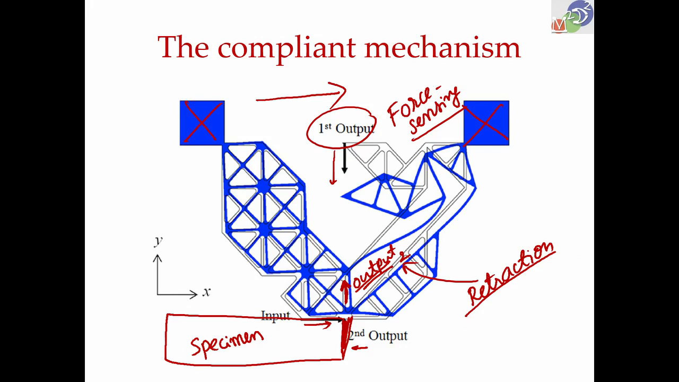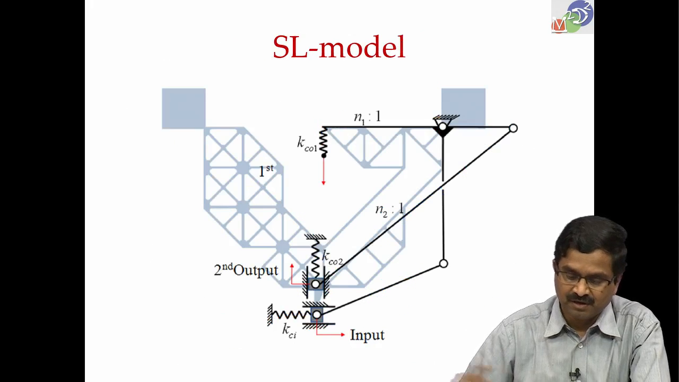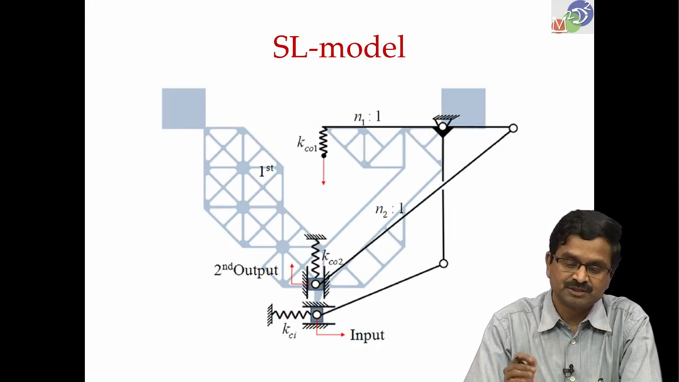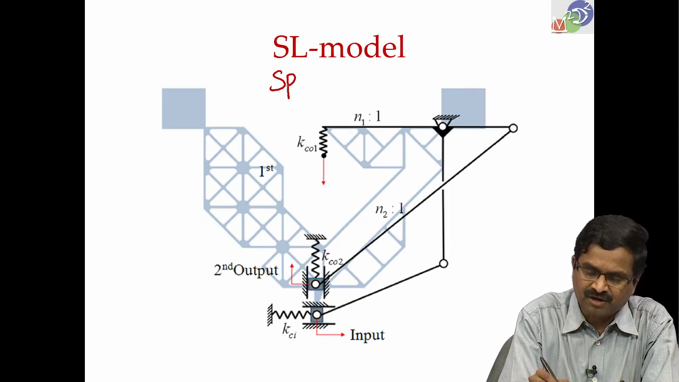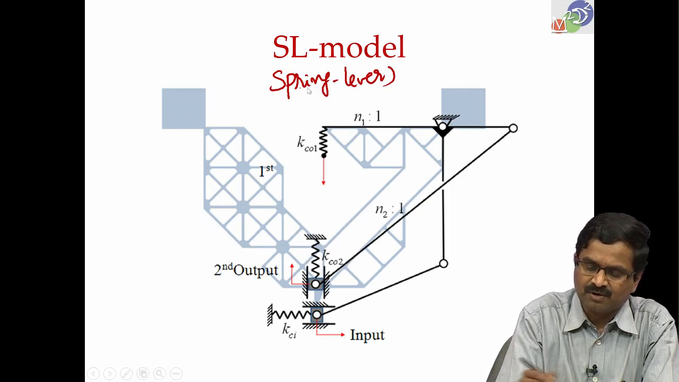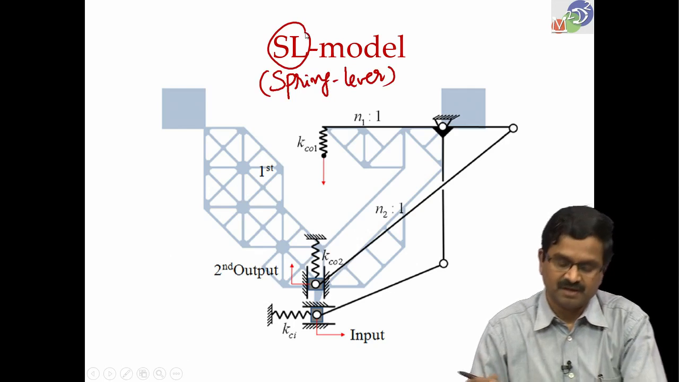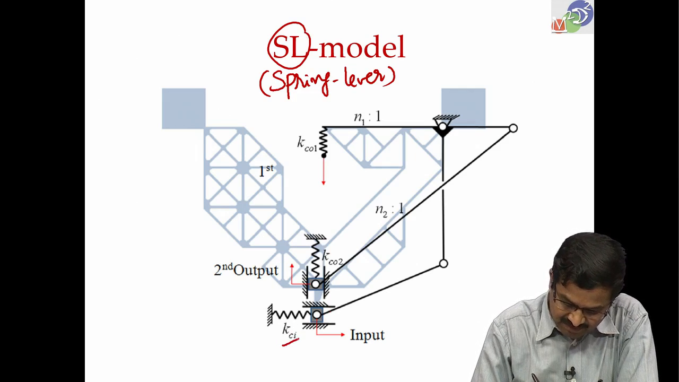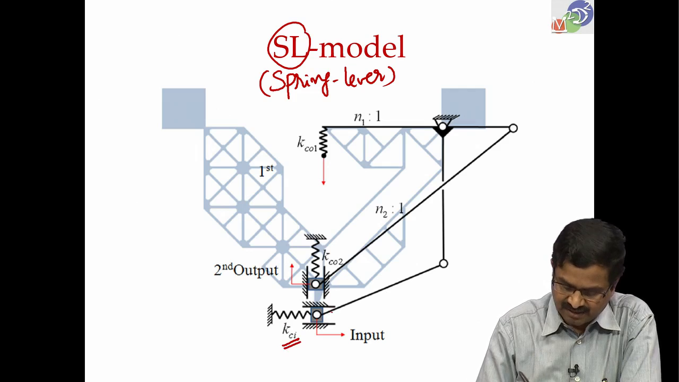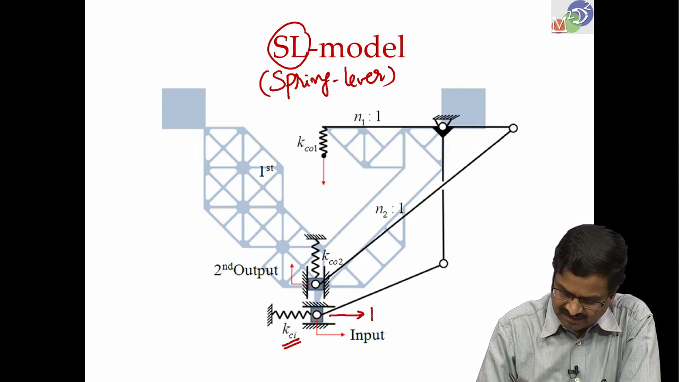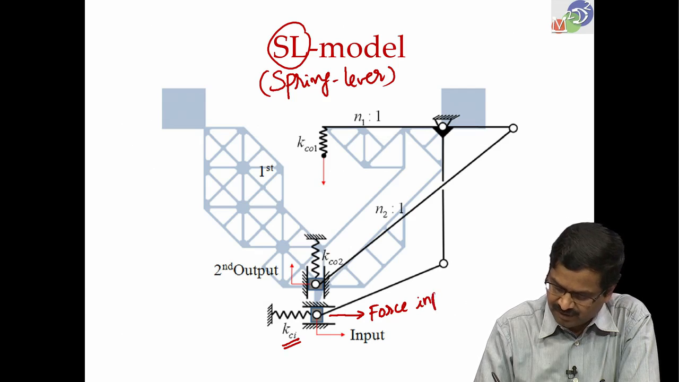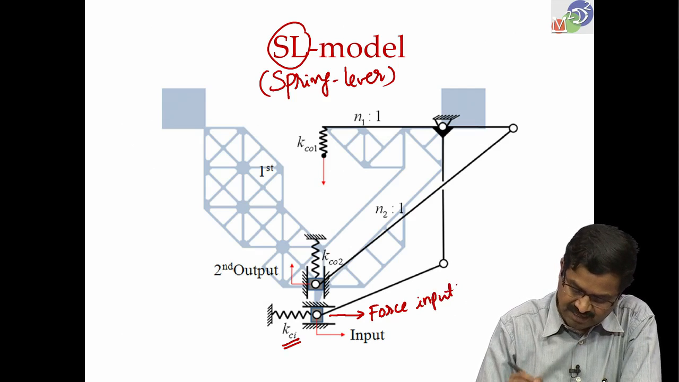So, that is what the compliant mechanism is doing here. To design it, we looked at the spring lever model that we have already discussed, the SL model. If you look at this, the input is here, there is some input side stiffness KCI. When there is a force like that, this is the input force, then two things happen.